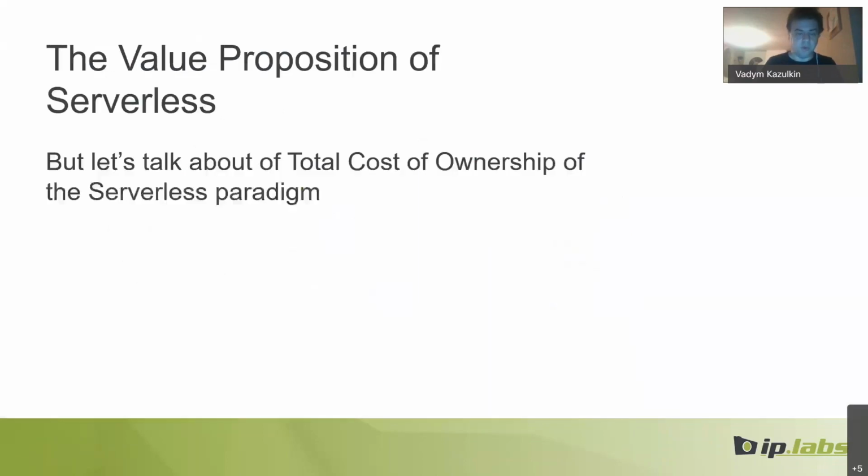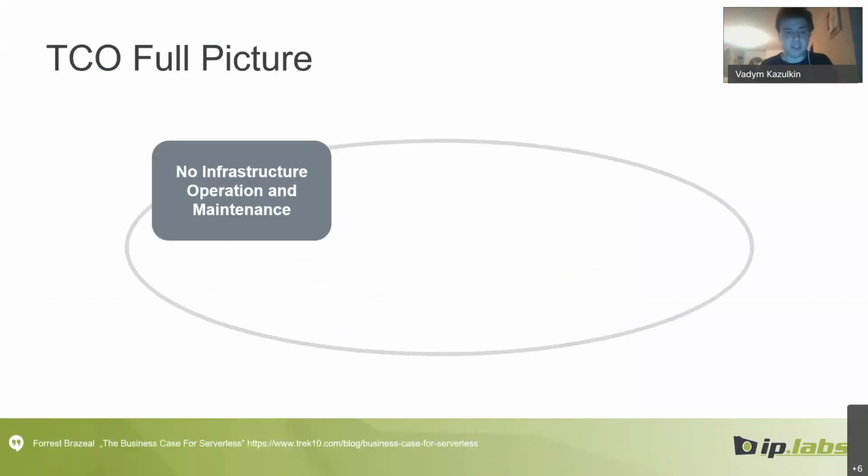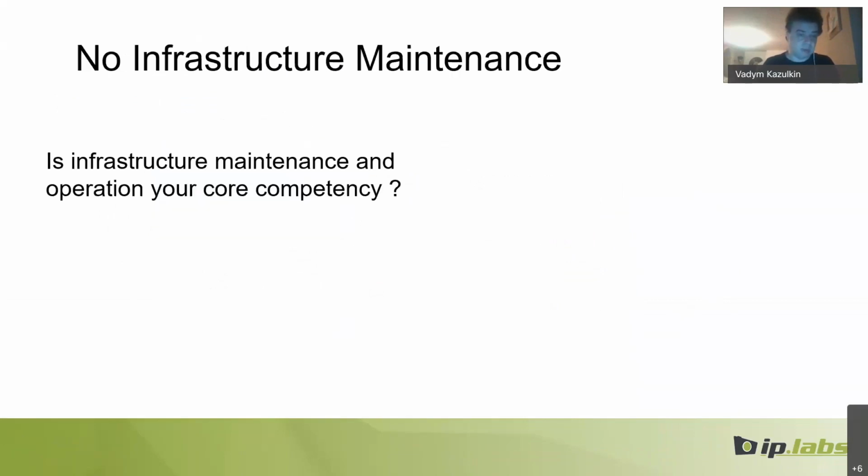So before we start with some general aspects, it's really important to understand the value proposition of serverless. So let's talk about the total cost of ownership of this paradigm. It starts with no infrastructure and operational maintenance. And ask yourself, is this your core competency or not? Dealing with infrastructure is for sure the core competency of the data centers, of the cloud providers, but it's probably not the core business where you are in. And if it's so, then it's worth outsourcing, offloading all these competencies to one for whom it is the core.